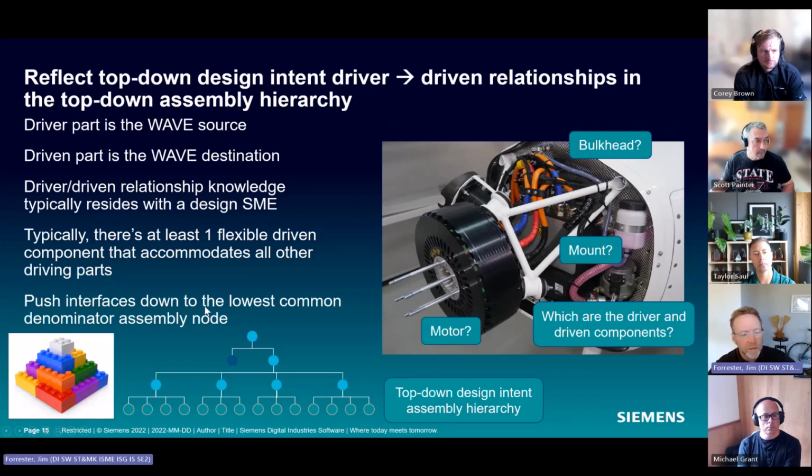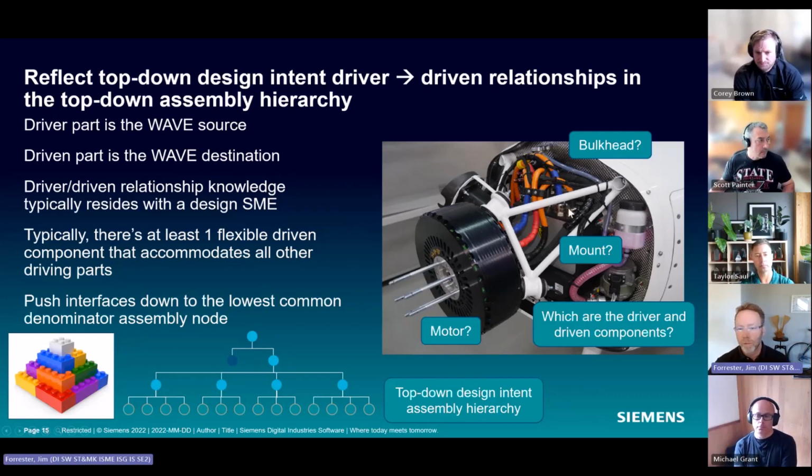Push interfaces down to the lowest common denominator of the assembly. In other words, don't do everything up here. Try and get everything down below. Less is more at the top, and more is more at the bottom. So here's an example of an electric plane that has a bulkhead, a motor, and a motor mount.